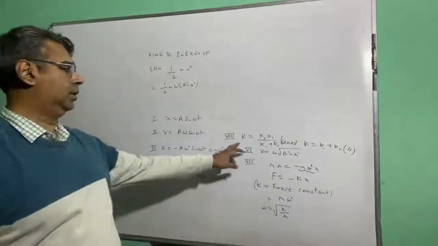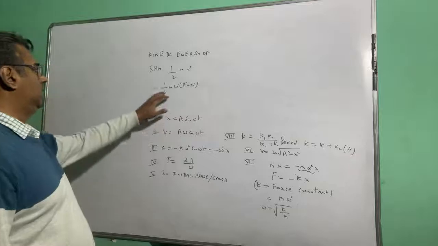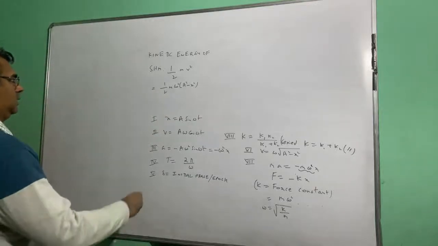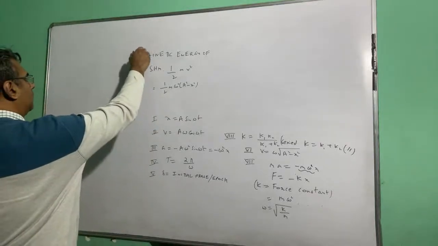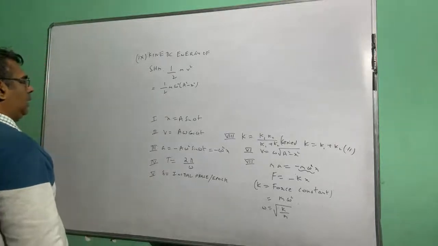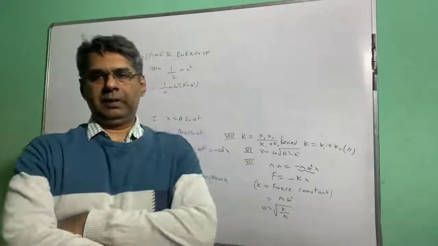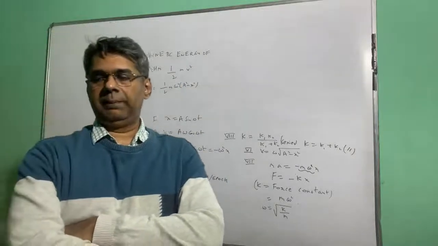So number 8, this is series and this is parallel. Okay, so kinetic energy of simple harmonic motion is this. So this is kinetic energy of simple harmonic motion. Okay, how do we find potential energy? How do we find total energy?